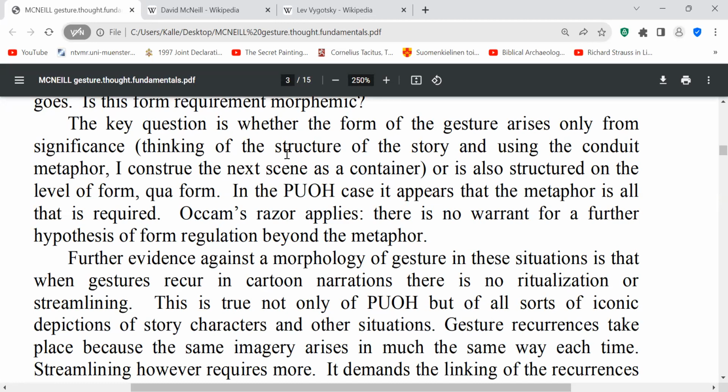In the poi case, it appears that the metaphor is all that is required. Occam's razor applies. There is no warrant for a further hypothesis of form regulation beyond the metaphor.